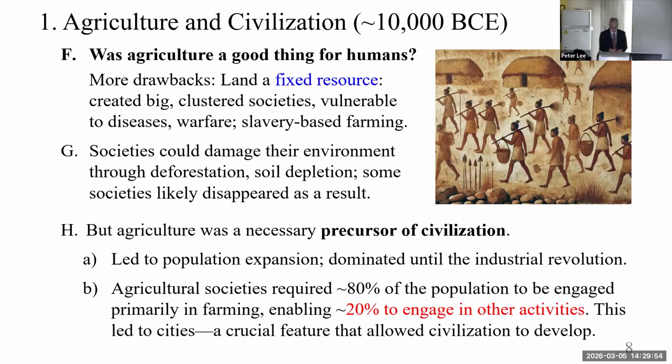And so this whole situation led to the development of cities, but people who lived in the cities were not farmers. So this is the 20% that did not have to farm. They could do things in a city, build up their cities. And this is the crucial feature that allowed civilization to develop, the building of cities.